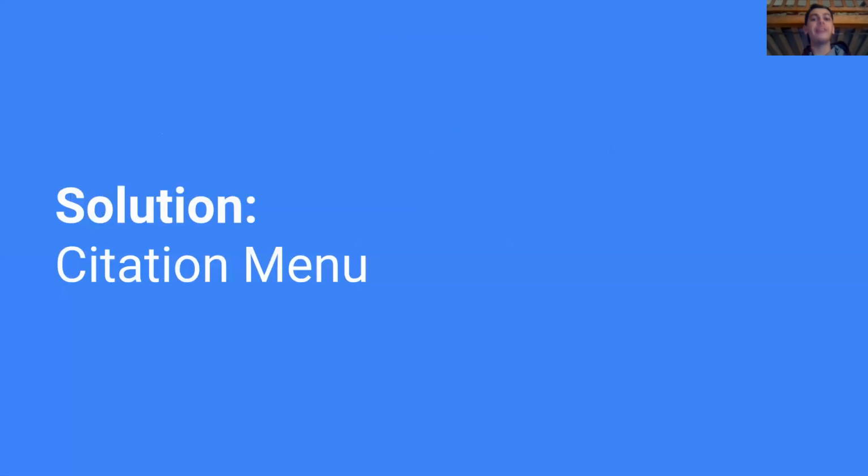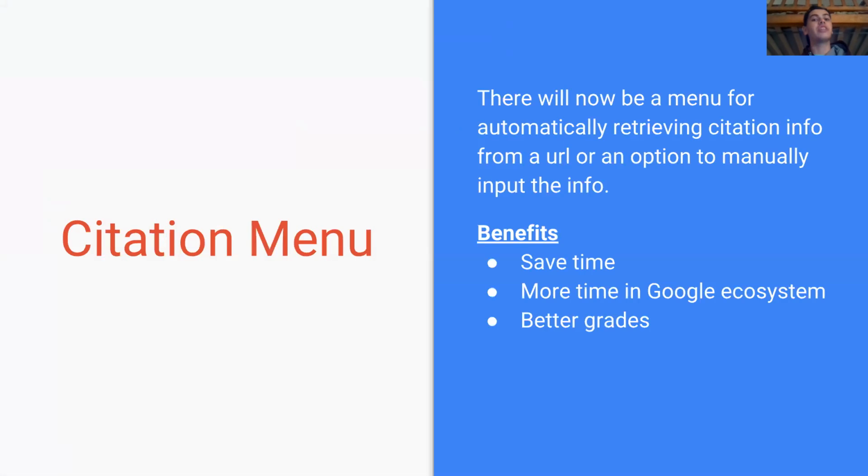My solution for that is the citation menu. The citation menu will just be a little menu in the tools menu bar in the Google Docs editor right now, that will pop up and have a little box where you can either put in the URL for the document or website you have, or you could just manually input the data and then select your style at the end, such as APA or MLA.